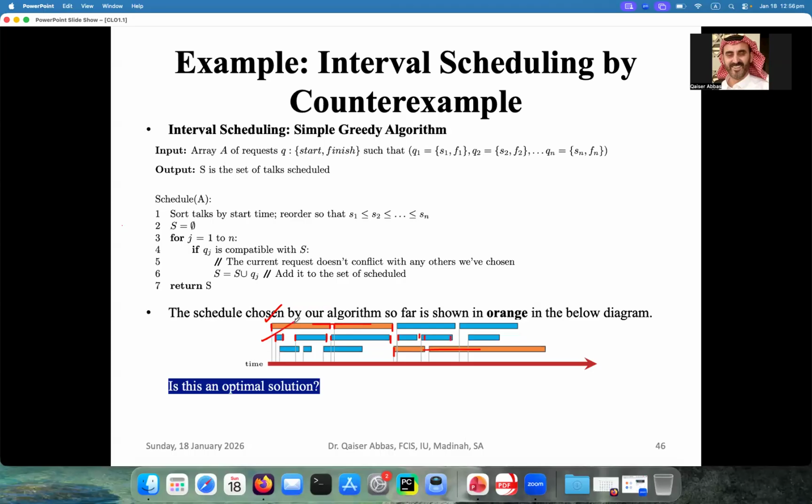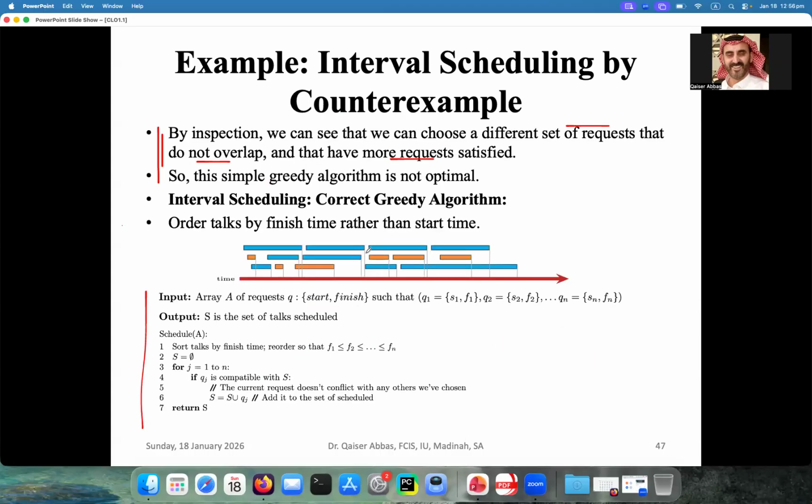If I change the strategy, I will go with the starting time. But if I change the strategy, I can get this answer, which is the optimal answer, not four. So I'm discussing here that due to these different reasons, this algorithm is not optimal, because we can get S with more number of requests.